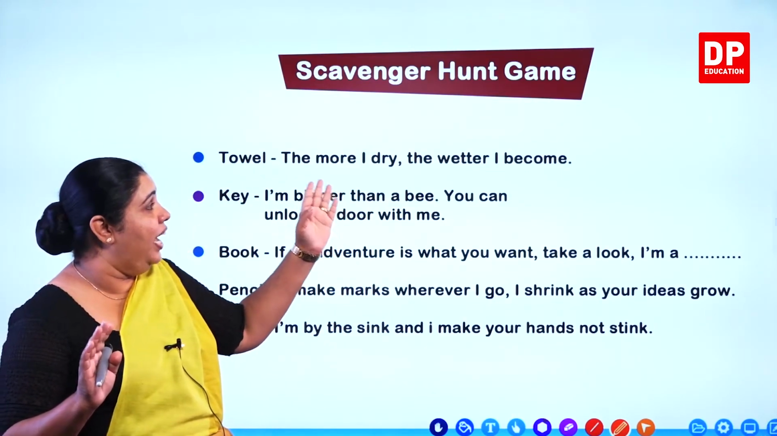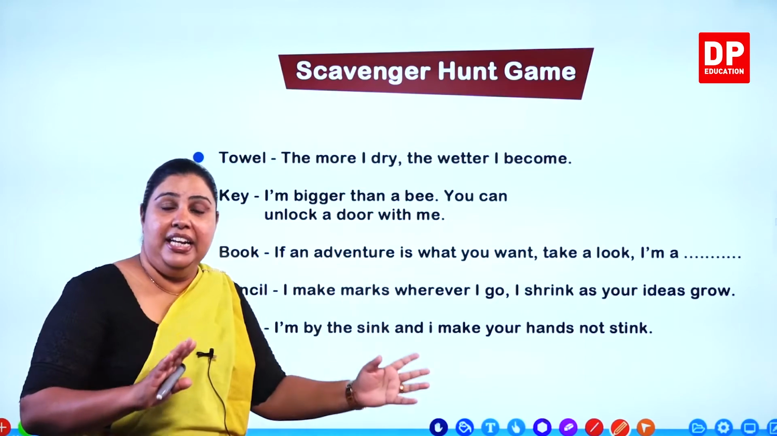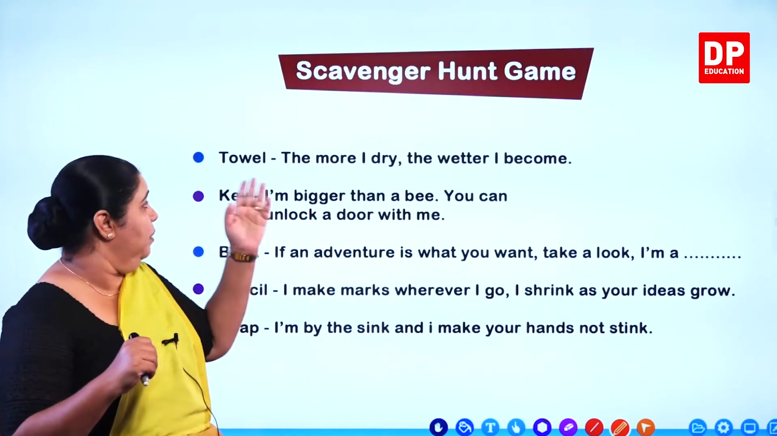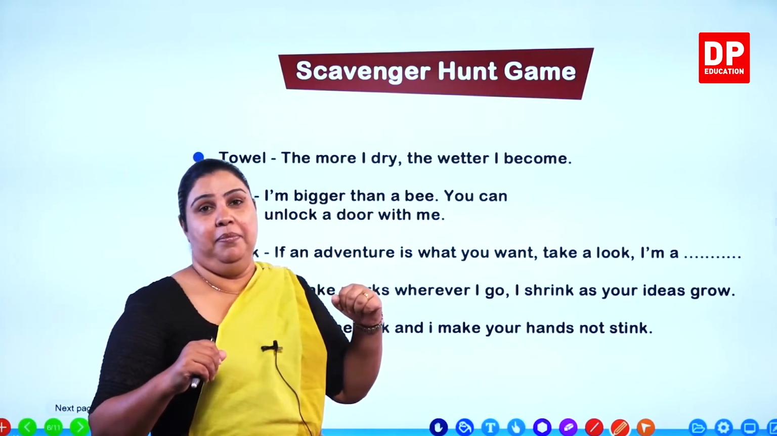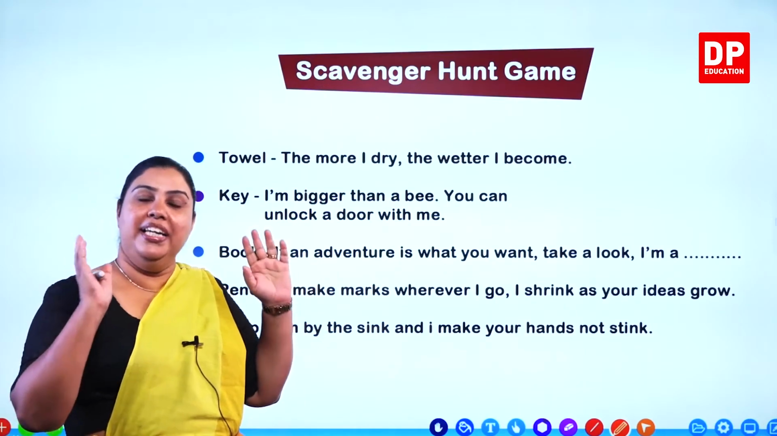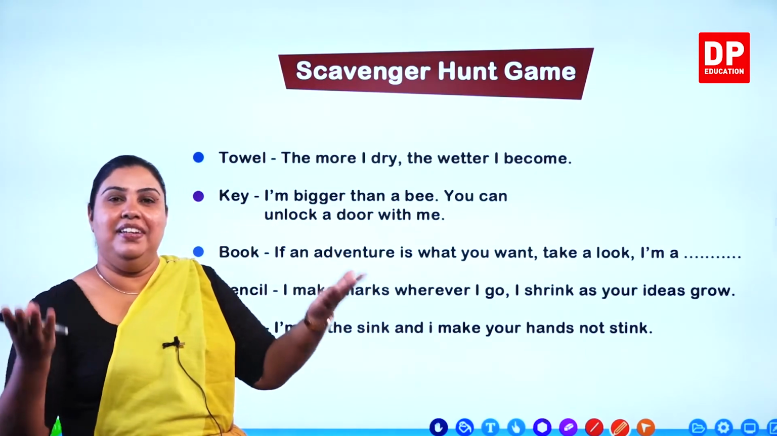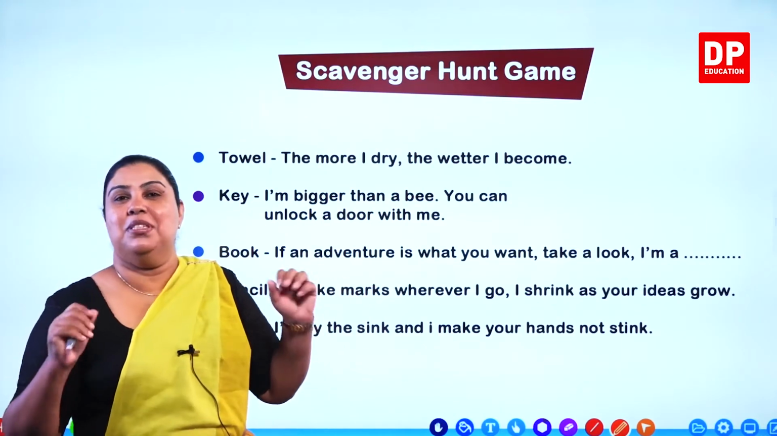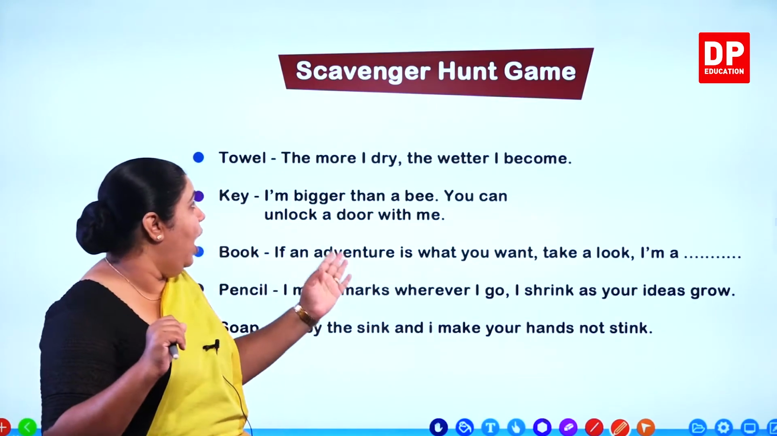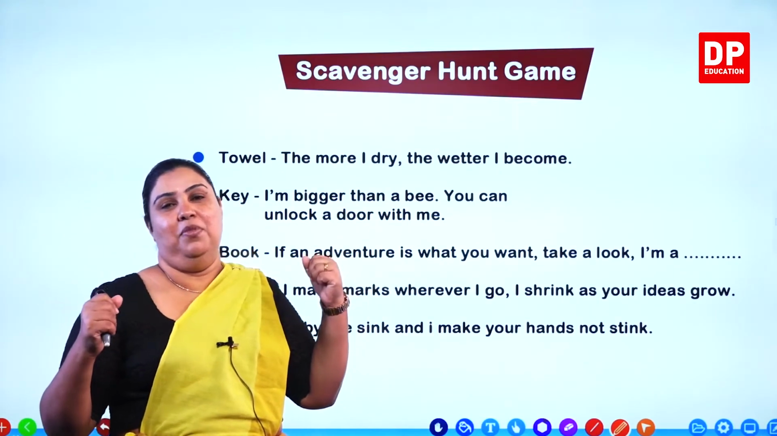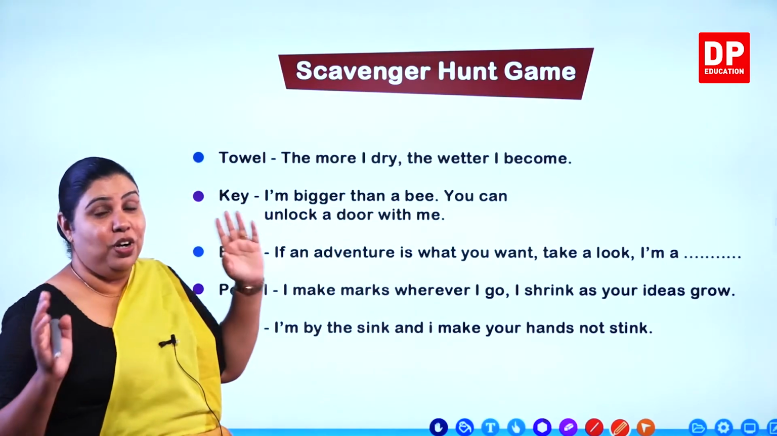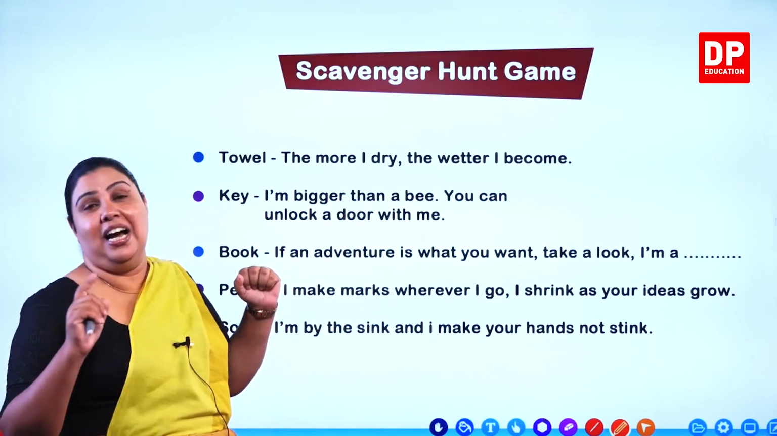The more I dry, the wetter I become. You can take it with the meaning that as I dry, I become wet again. Now when we wipe ourselves, the towel gets wet. The more I dry. When we dry ourselves, what happens to the towel? The towel becomes wet. So you can take it in 2 meanings. What is that? It's the towel, right? So that is one of the clues that you can take as scavenger hunt games.